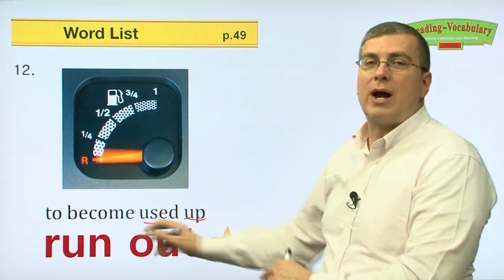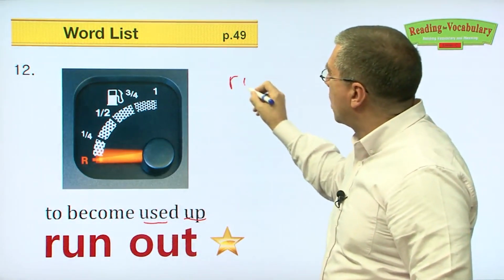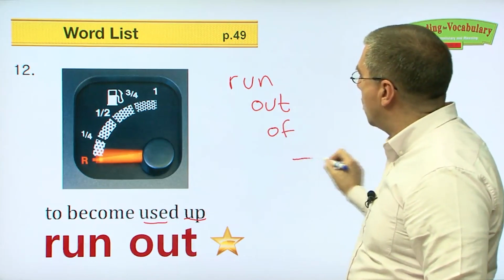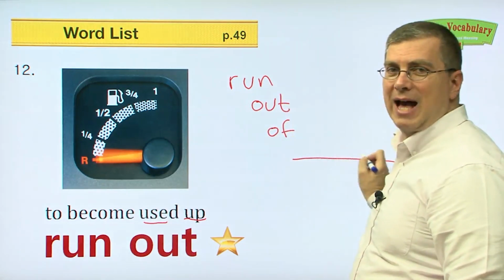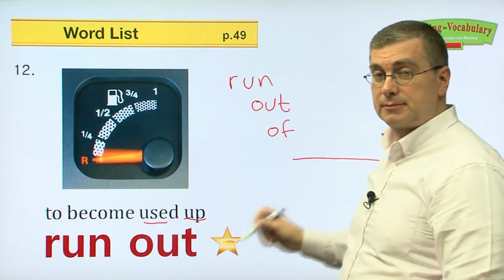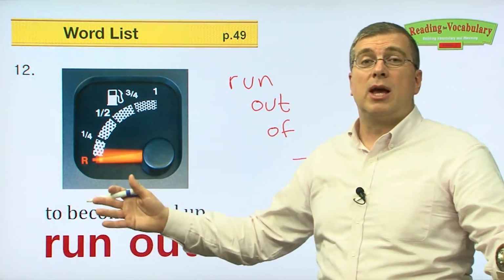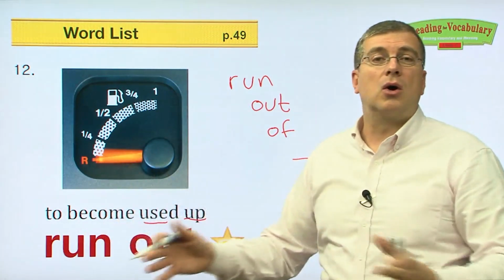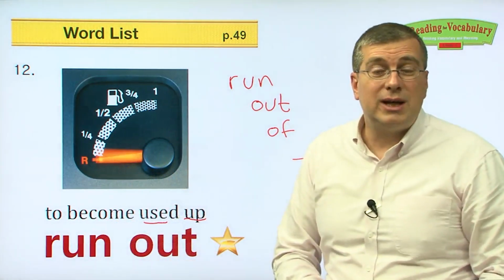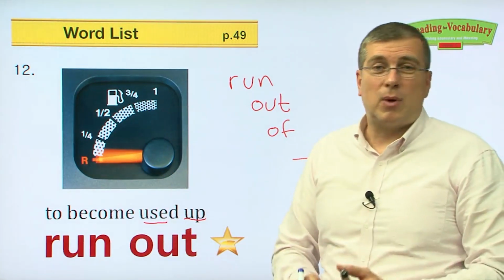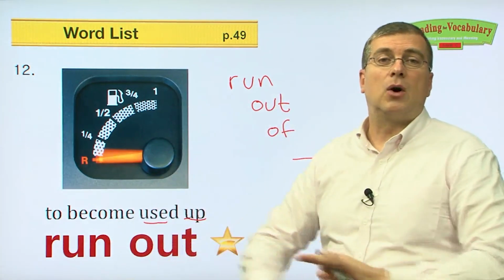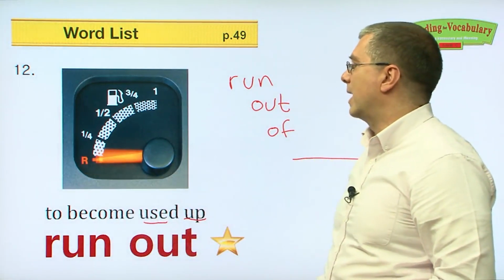Run out. Run out of gas. Run out of food. Run out of water. That means you used it all up. You used it, now it's all gone. We can use up all the water, we can use up all the food in your refrigerator, we can use up all the electricity, right? That means we don't have any more. We run out.